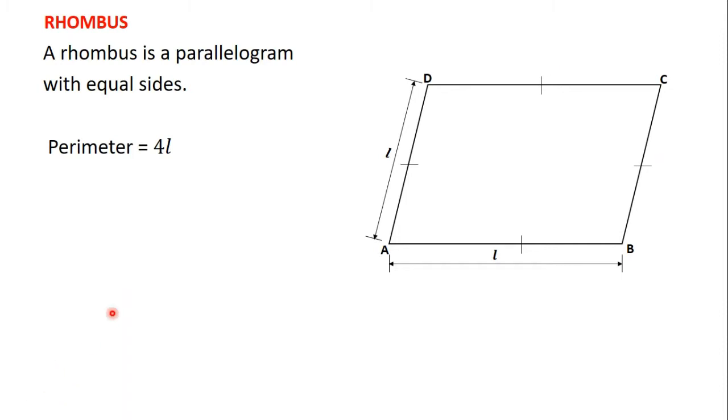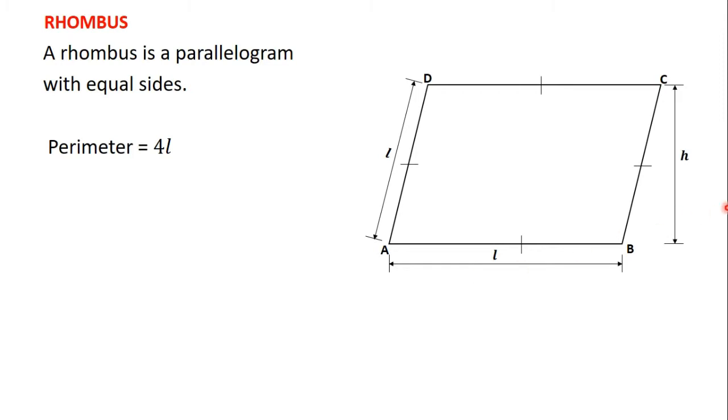We also learned that the perimeter of a square is 4L because all the sides are equal. A rhombus has all its sides equal, so the perimeter of a rhombus is 4L, where L is the length of the side of the rhombus.